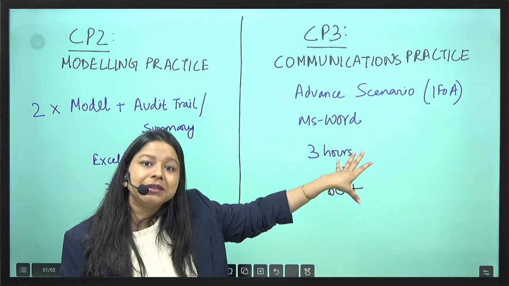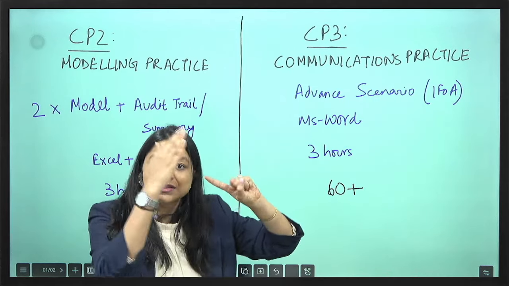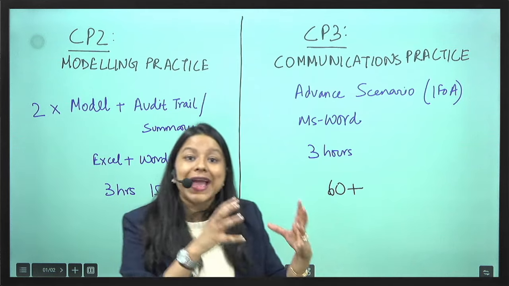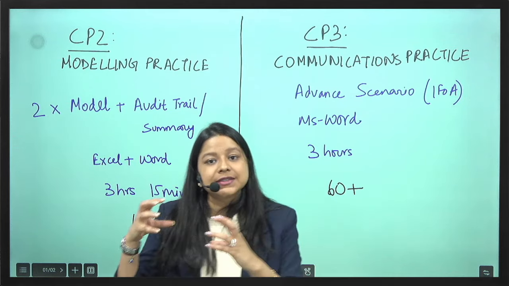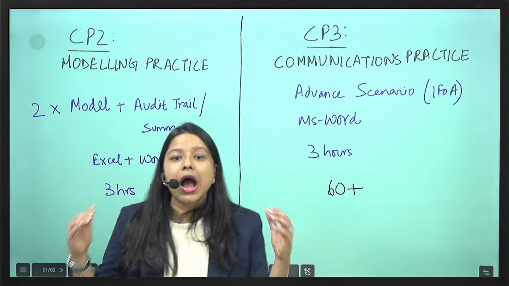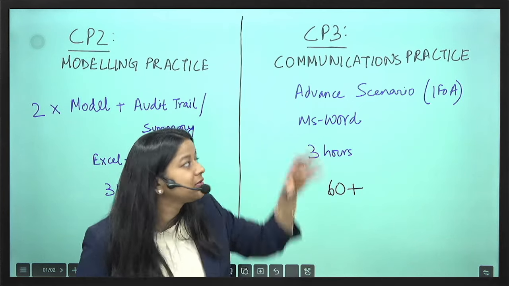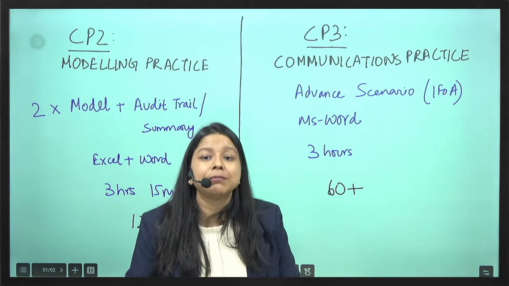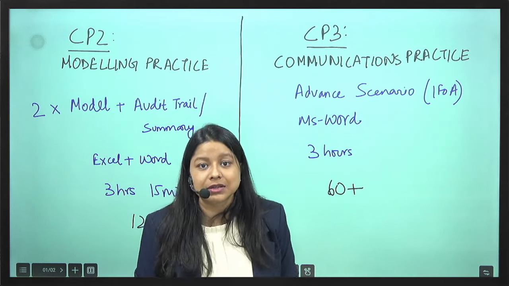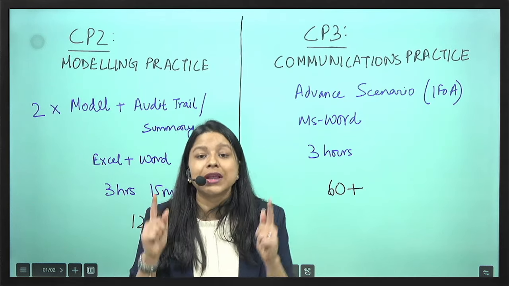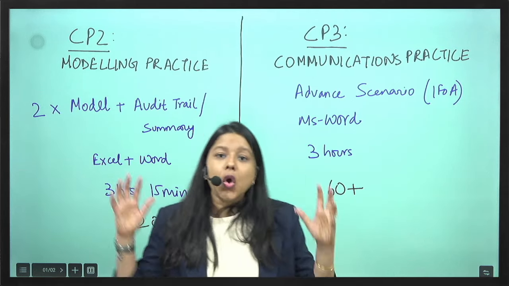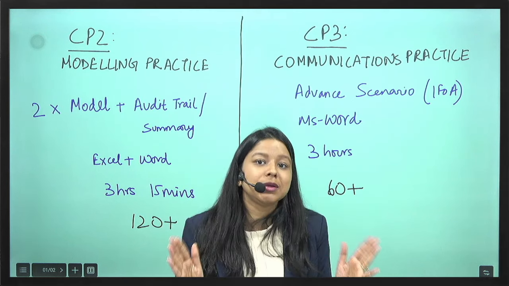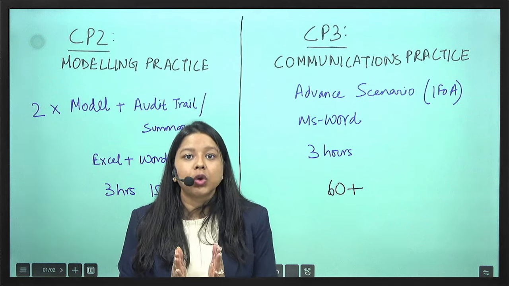In case of CP3, you get two questions. One question is the entire communication, which is of 80 marks in case of IFoA and 90 marks in case of IAI. The remaining 20 marks and 10 marks are basically your reflective questions, which reflect on the first part. That is something which students ignore, and that is something which I focus a lot on in my class as well, because that is a place where you can also score marks. So all these different discussions we do in our live lectures, which is extremely important for anyone to join.